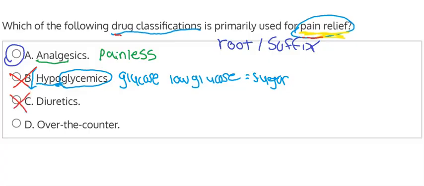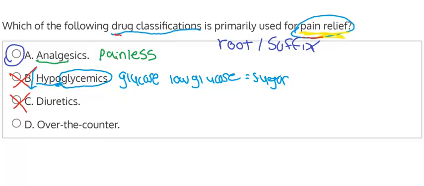And then choice D, over-the-counter. Over-the-counter is a general term for medications or any sort of pharmaceutical that you could just buy in a store from a shelf. You don't need a prescription. You don't need to have a pharmacist dispense it to you. You could just get it in the store. And a lot of pain relief medications could be over-the-counter, such as Tylenol, Motrin, Advil.